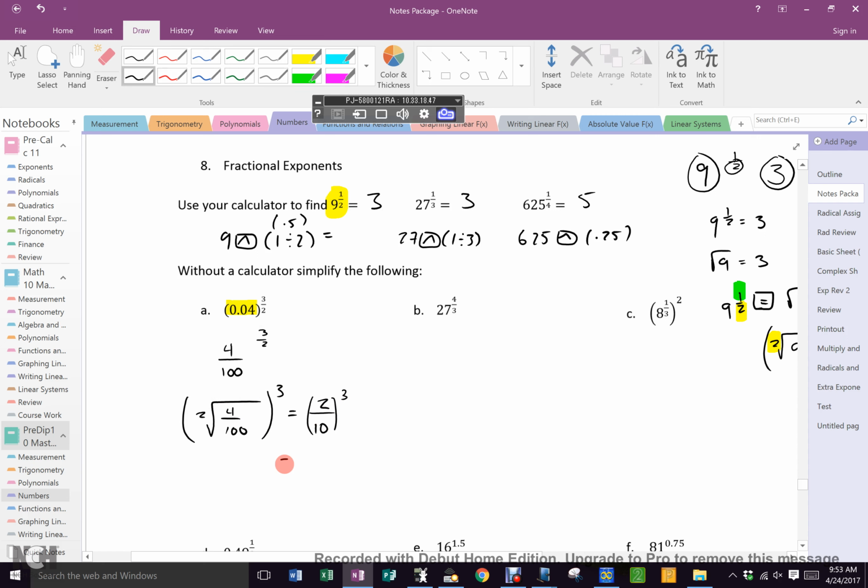Cube that. What is 2 cubed? 8. What is 10 cubed? 1,000. 8 1,000th you can convert nicely in your head to 0.008. Okay?